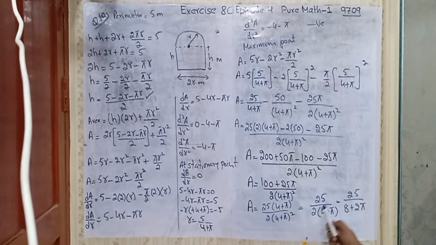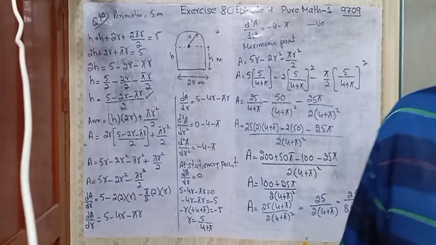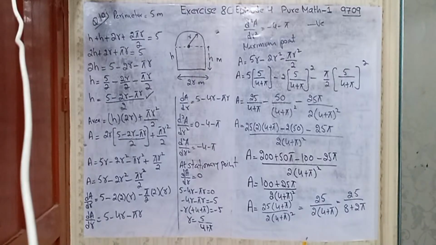So this and this will be cancelled. So you are left with 25 divided by 2, and its square is gone. So 4 plus pi. So it will be 25 divided by 8 plus 2 pi. That is the answer, sir. And this is how you do question number 10. I have already solved it, and I hope that this is clear to you. So let's do the next one.